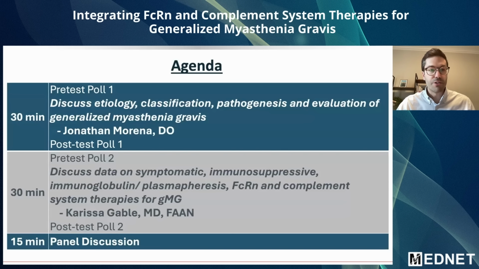So we are going to have some questions in today's talk. We will start out the talk with a question. I'll give you some time to answer that. And then after that, I'm going to be going through the first talk, laying the background and talking about the etiology, classification, pathogenesis, and evaluation of generalized myasthenia gravis. We'll have that same question at the end of my talk. And then we'll go on to the next part where Dr. Gable is going to be discussing the older therapies, but also the newer therapies and how to implement them.